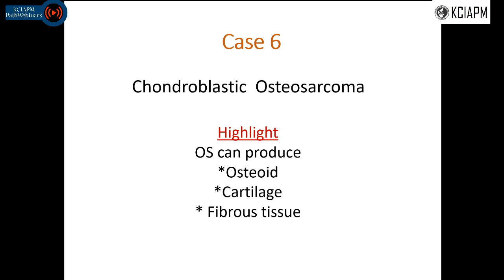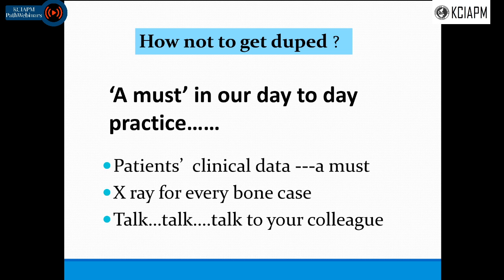And the highlight of this case is that osteosarcoma can produce osteoid, which we always think, and it is so for a conventional one, but it can also produce cartilage as seen in this case, and is called the chondroblastic osteosarcoma, to be differentiated from the chondrosarcomas and malignant tumors. And it can also produce fibrous tissue, that's the variant of osteosarcoma, but they behave comparably.